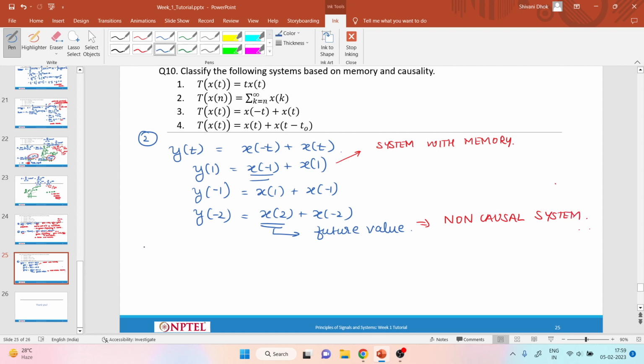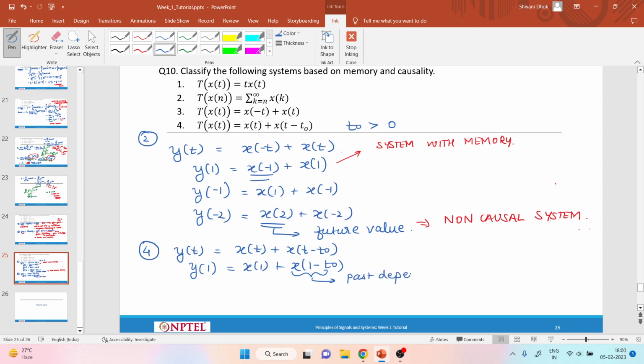Let us look at the fourth one. We have y of t, that is output, is equal to x of t plus x of t minus t naught. Now if I'm having y of 1, where let's say this t naught is a positive value, t naught is greater than 0, so we are having x of 1 plus x of 1 minus t naught. This is giving me a past dependency, which clearly means that it is not memoryless.